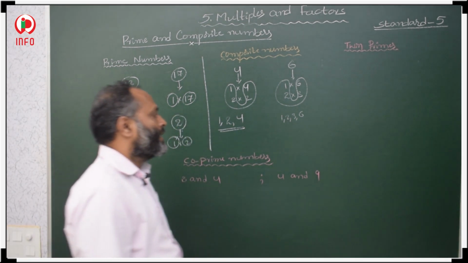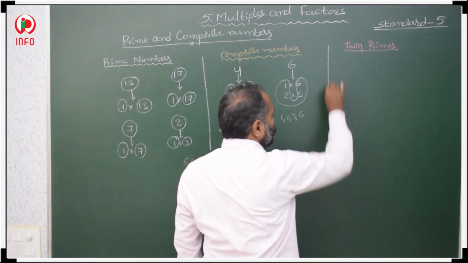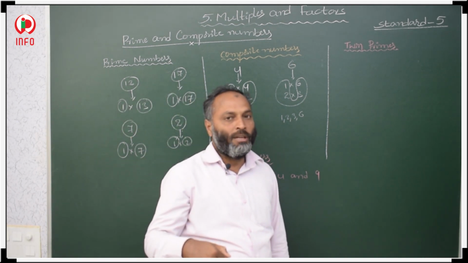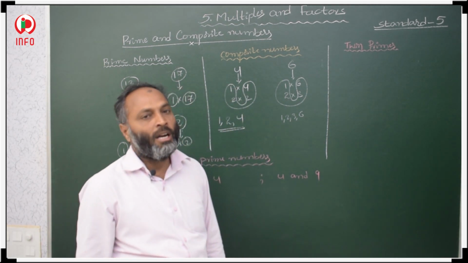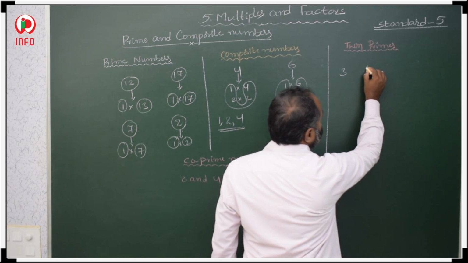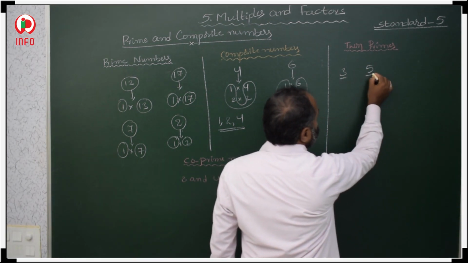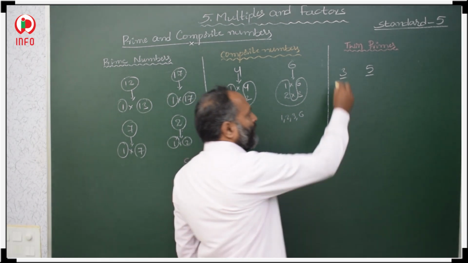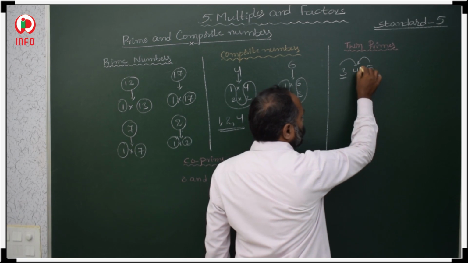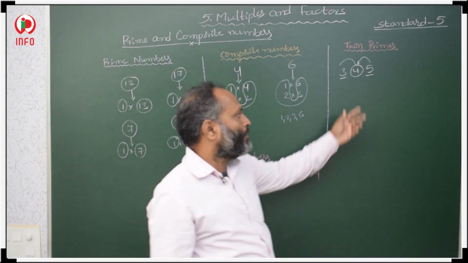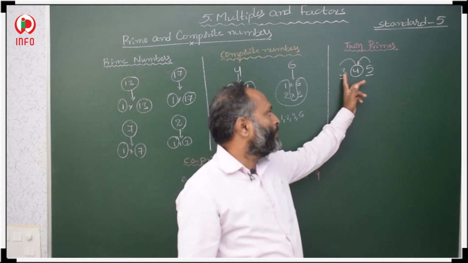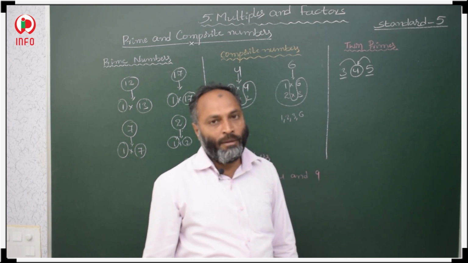Next, twin prime numbers, twin primes. If any 2 prime numbers were there, in between one composite number is there, those 2 prime numbers are called twin prime numbers. Suppose 3 and 5, 3 is a prime number and 5 is a prime number. In between 3 and 5, one composite number is there, that is 4. If one composite number is there between 2 prime numbers, then the 2 prime numbers are called twin prime numbers.